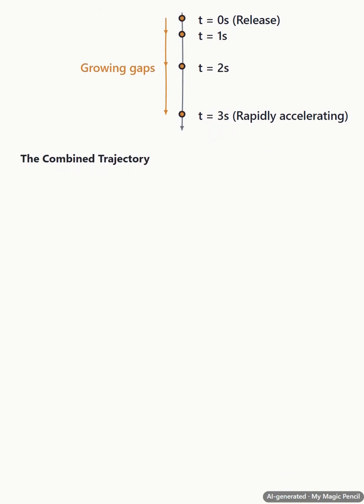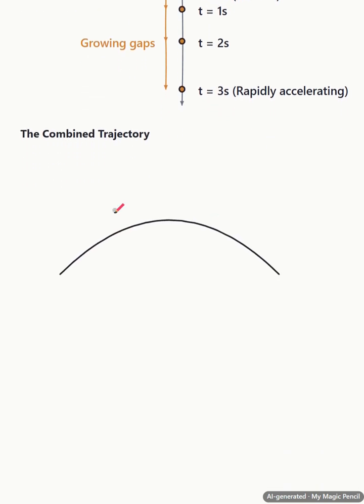When we run these two independent mathematical engines at the very same time, we get the classic parabolic path of a projectile. Notice how the horizontal velocity arrows stay exactly the same length, while the vertical velocity arrows grow longer and longer as gravity takes over. They work in perfect harmony, completely ignoring each other.